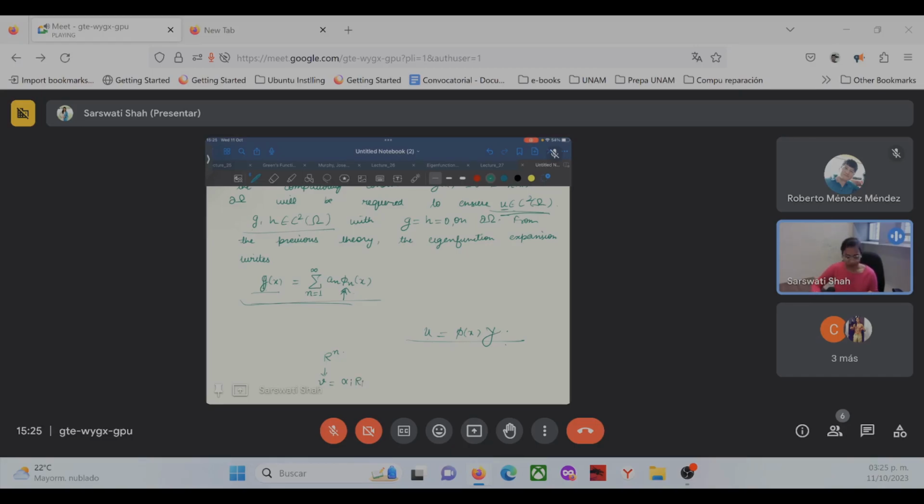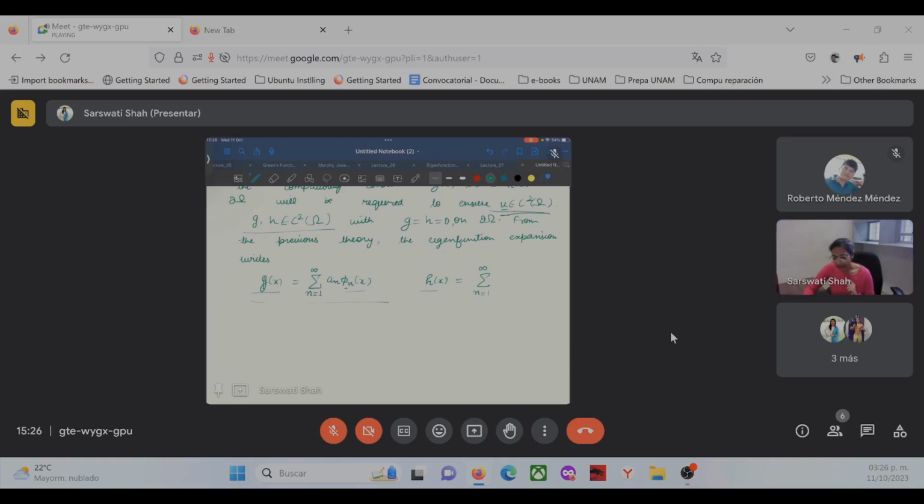So this is the same thing which we are writing. In the same way, if g of h of x is another function that is a C2 function and vanishing on the boundary of omega, then this h also can be written as a linear combination of these eigenfunctions. But here, what will be the difference between this and this? How will h(x) be different from g(x)?